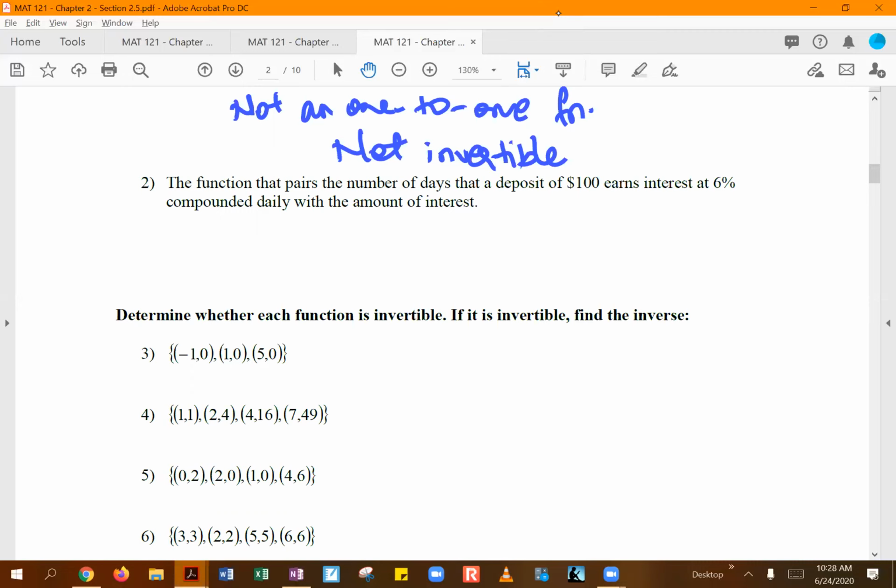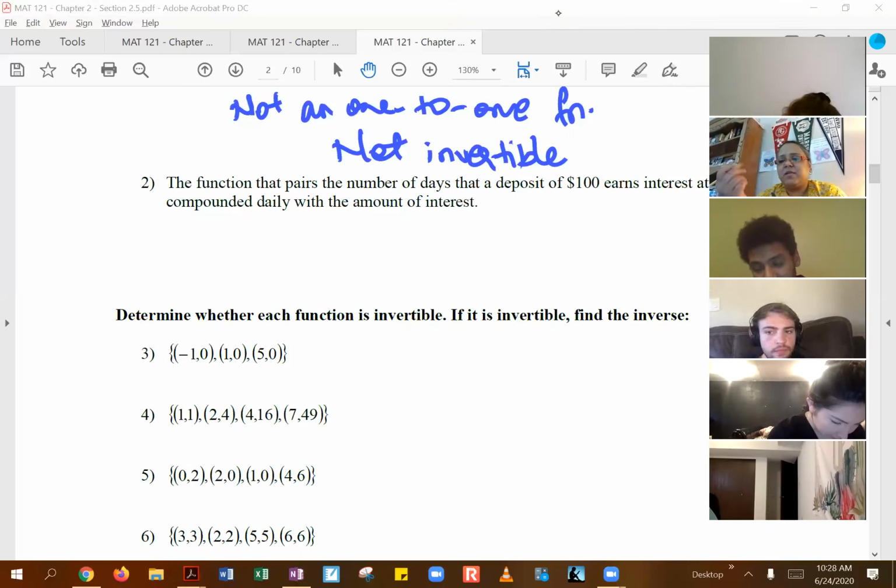So they want to know if you have a function that takes the number of days and pairs it with the amount of interest you are going to earn, will that be considered a one-to-one function? Will we be able to find its inverse?